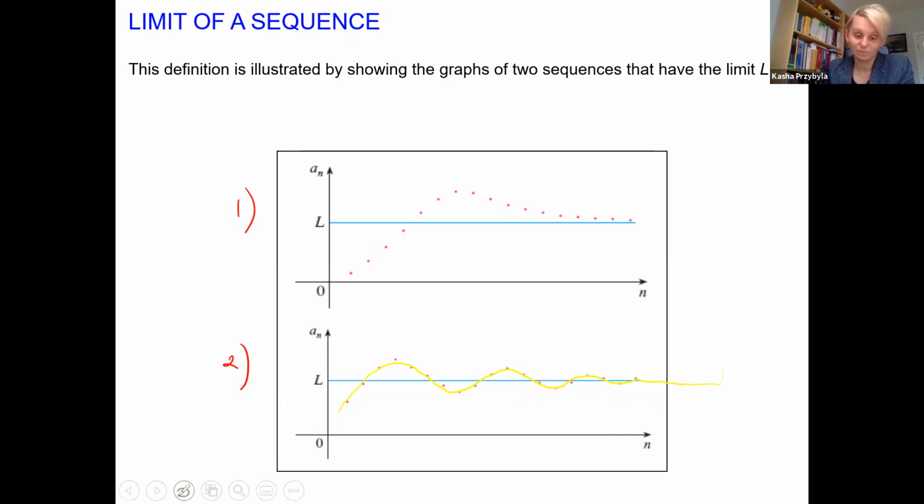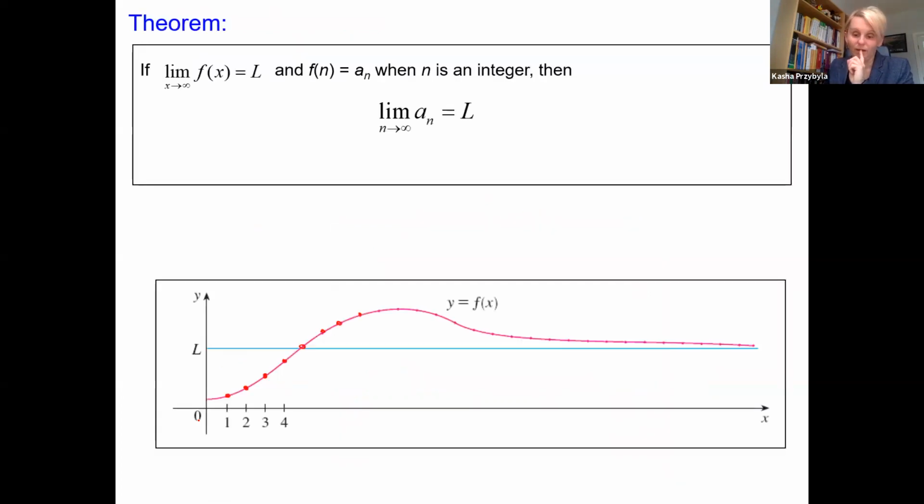Just different. But again, my yellow curve is not my sequence. The sequence is just the dots. That means this is just the theorem: if the limit of the function f of x as x goes to infinity equals L, and the function has exactly the same formula as the sequence, f of n equals a sub n, where n is a positive integer, then the limit of the sequence is the same.